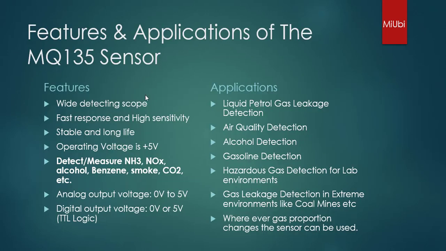The features and applications are that you can use it in various applications like gas leakage detection, air quality detection, alcohol detection, and gasoline leakage detection. It can also be used in extreme environments like coal mines. You can sense different kinds of gases. If you go to the data sheet of MQ135, you will see it can detect or measure NH3, NOx, alcohol, benzene, smoke, CO2, all these things.